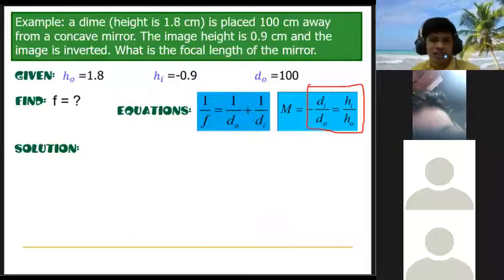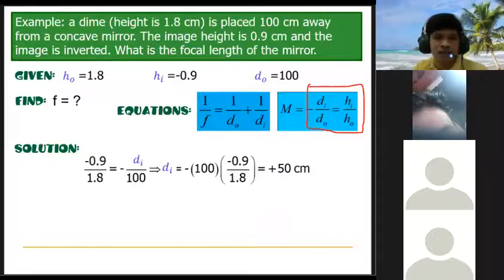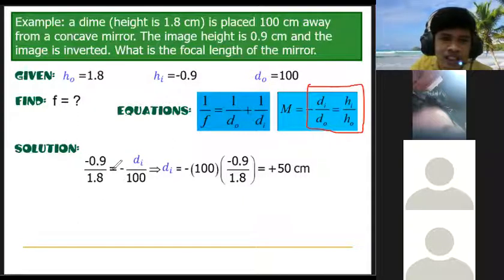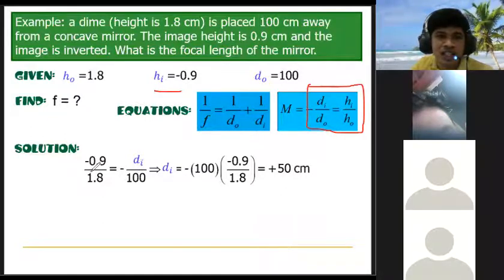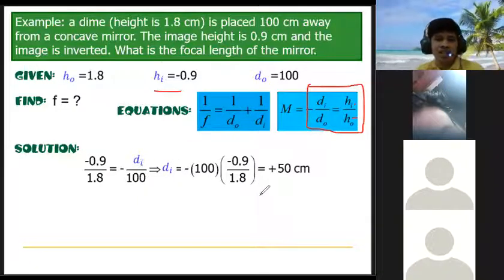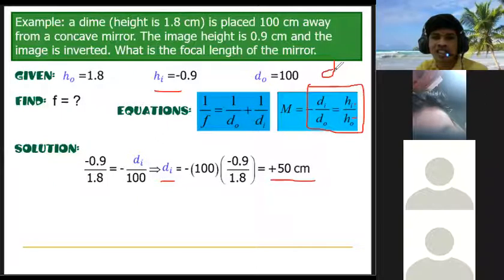So what is the value for DI? Let's see. HI is negative 0.9 and HO is 1.8, equals negative DI over DO, which is 100. So DI equals 50 centimeters. We now have the value for DI. The DI is 50 centimeters.